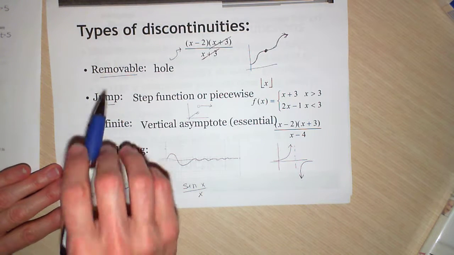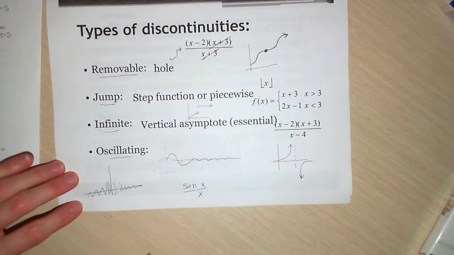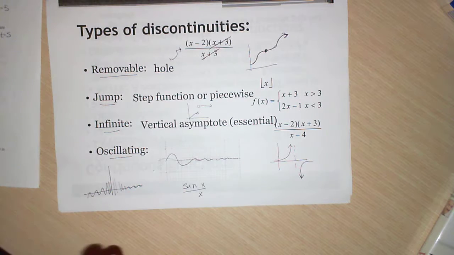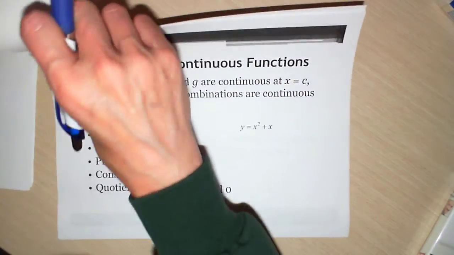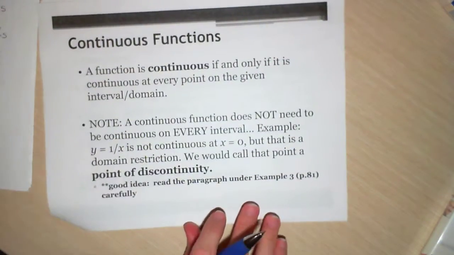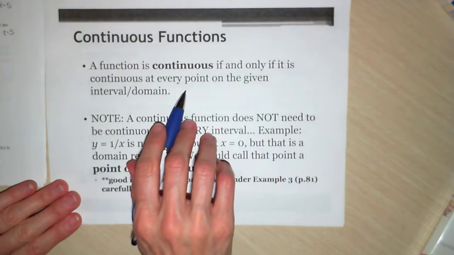So 4 types: removable, jump, infinite, and oscillating. And you will look at problems where you're asked to say what type of discontinuity you have. Okay, continuous functions. So this is the definition.